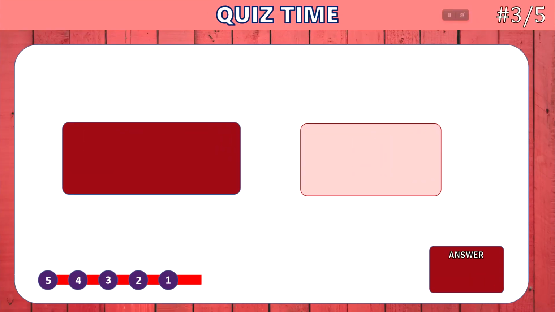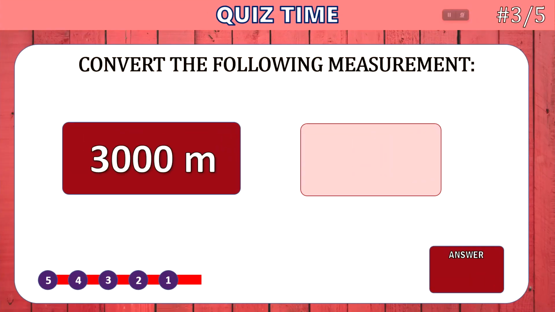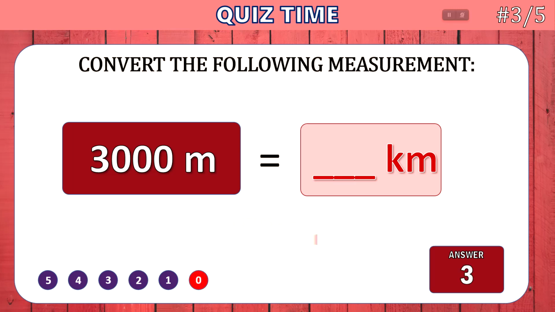Question 3. Convert 3,000 meters into kilometers. Meters to kilometers. Time's up. To go from meters to kilometers, we go 3 steps in the left direction, which means we divide by 1,000. 3,000 divided by 1,000 is 3.